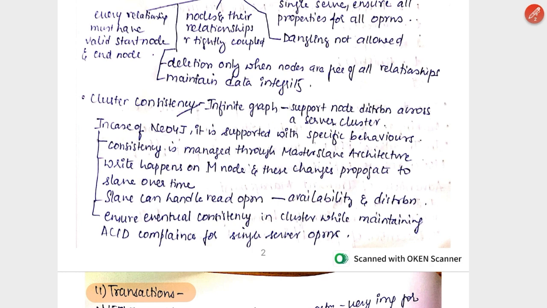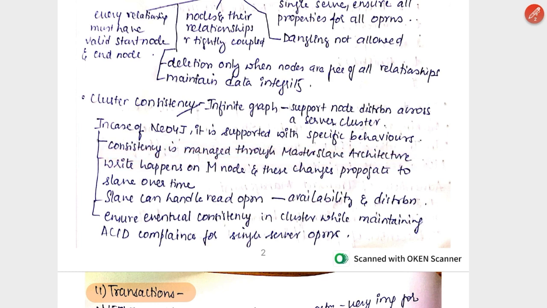Next, speaking about the cluster consistency. In cluster consistency, an example is the data Infinite Graph. Infinite Graph will support node distribution across a server cluster. So in case of Neo4j, it is supported with specific behaviors. Looking at the specific behaviors, consistency is managed through master-slave architecture.